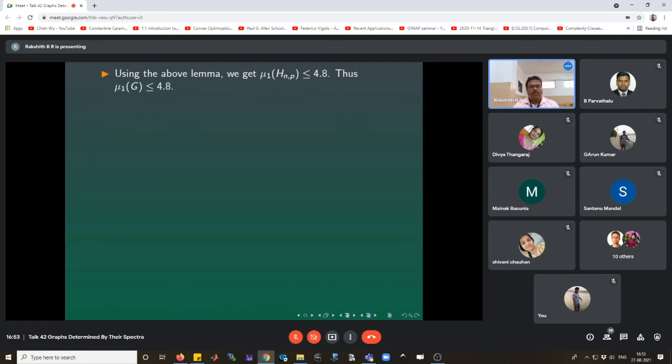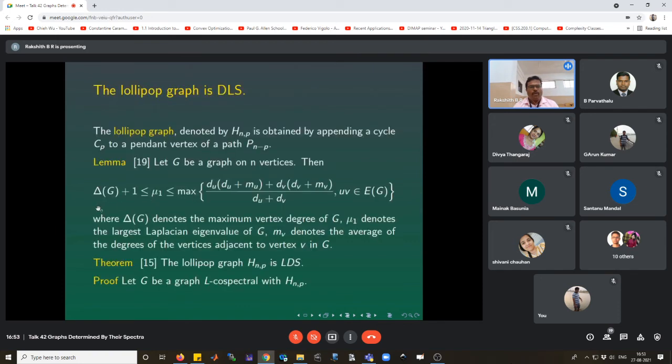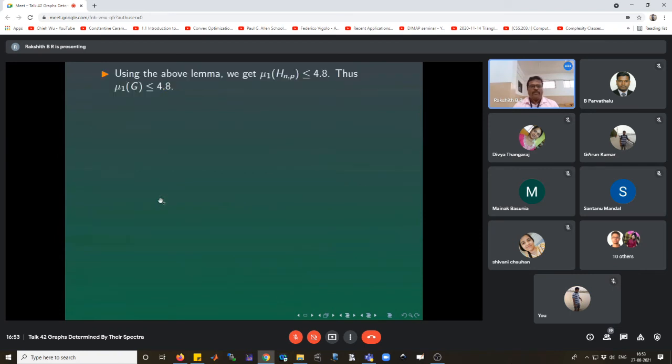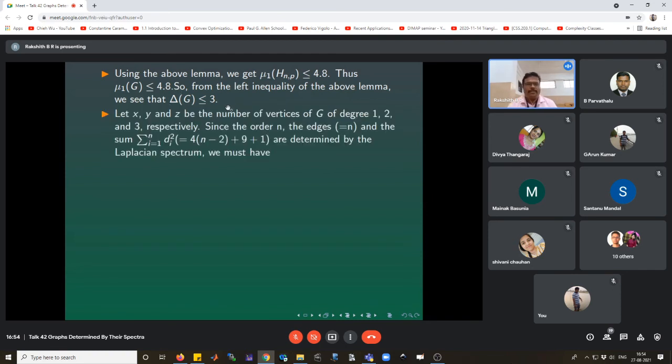Now, again, using this lower bound, since the largest eigenvalue of the graph G is less than or equal to 4.8, it is clear that the maximum degree, delta of G, cannot exceed 4. It cannot be equal to 4 or exceed 4. If it exceeds, then mu1 would be greater than or equal to 5. But from the upper bound, we got that mu1 is less than or equal to 4.8. So from the left inequality of the above lemma, we can conclude that the maximum degree of G is less than or equal to 3.